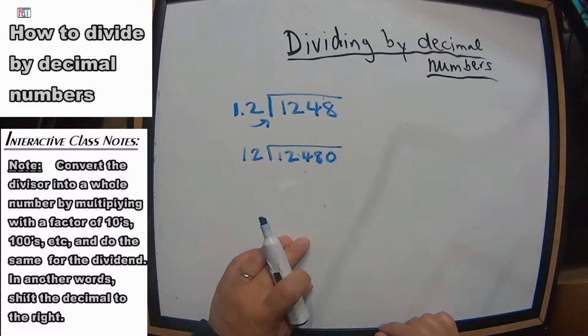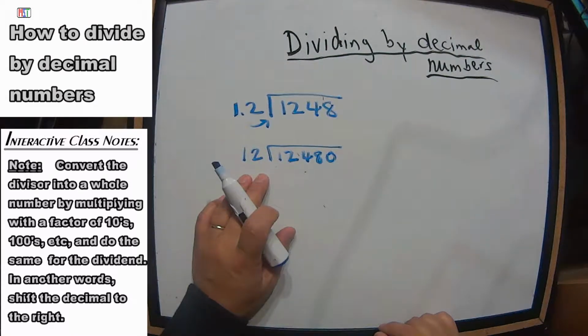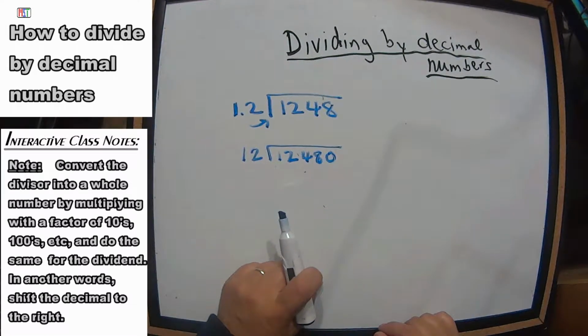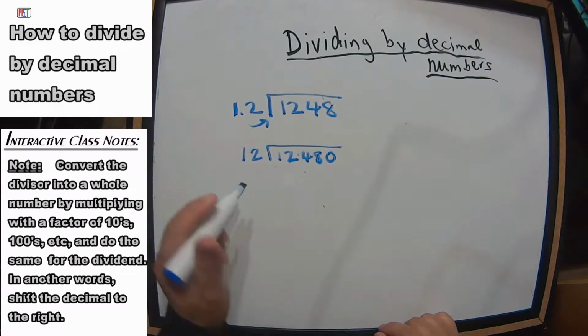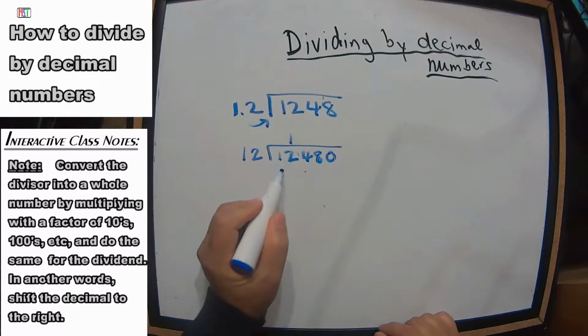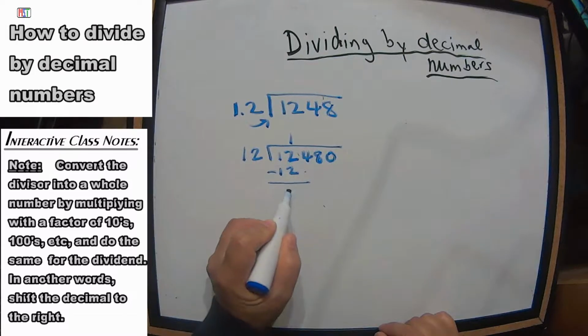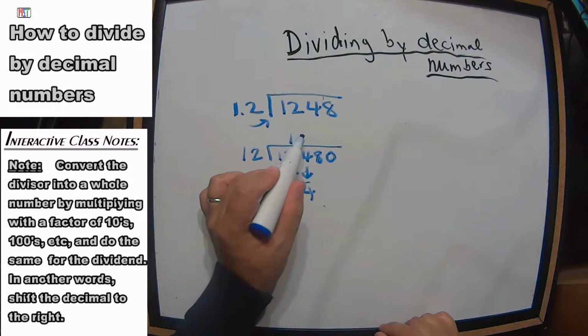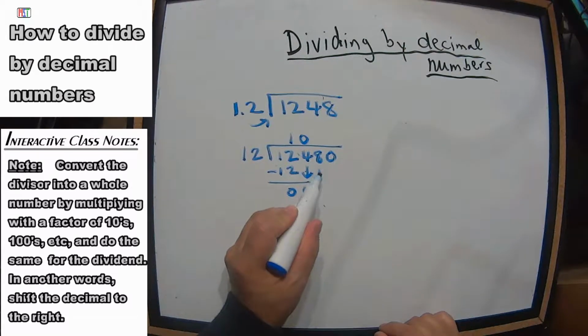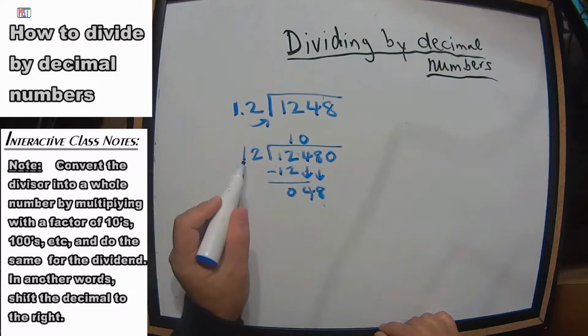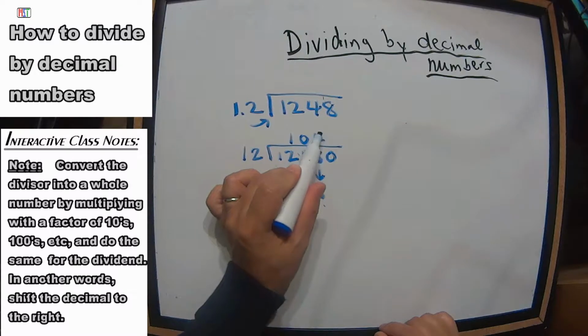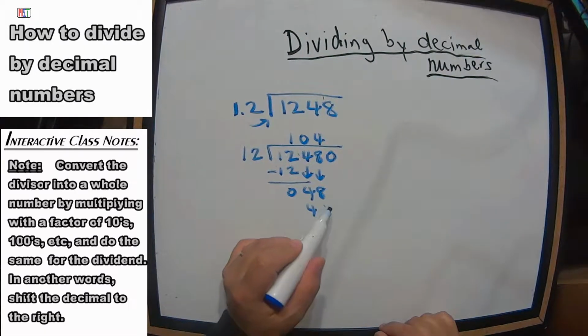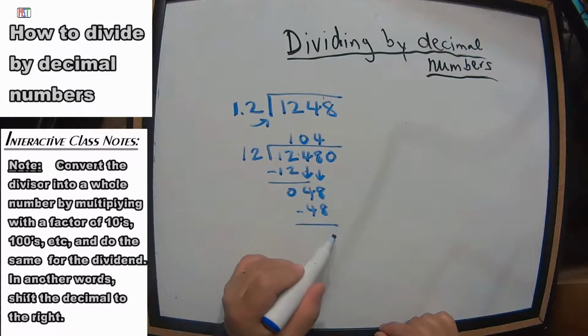Let's do it now. Okay, so how much is 12 divided into 12,480? Well, 12 can go into 12 once. Subtract the difference, 0. Bring down the 4. 12 cannot go into 4. We put a placeholder there. But we bring down the 8, making 48. 12 can go into 48 how many times? 4 times. 4 times 12 is 48.